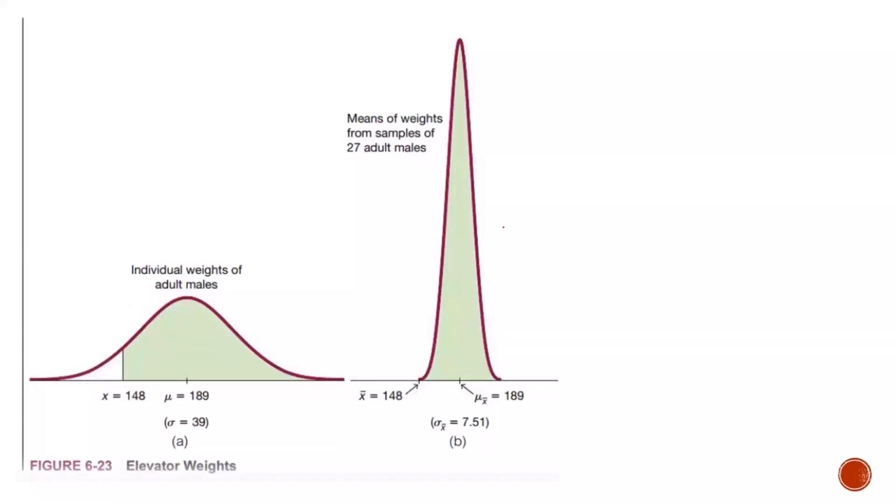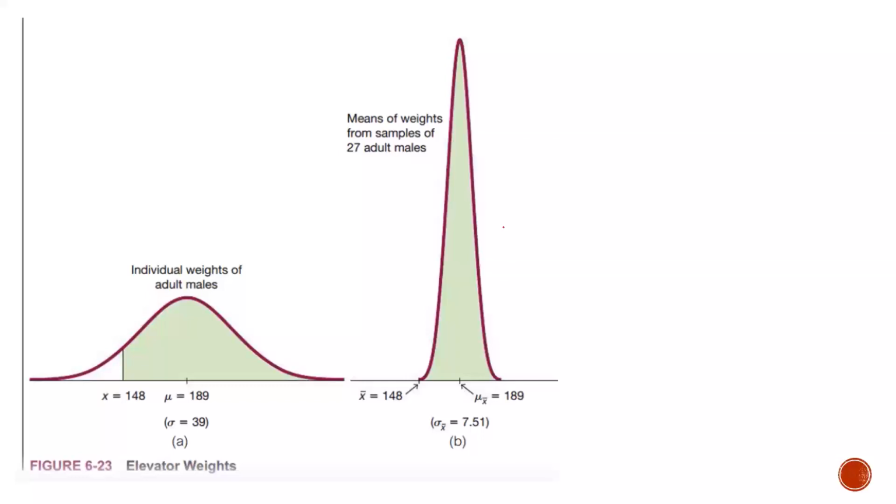This is the individual distribution. Ignore what part of the graph is shaded for now. If I took the individual weight of adult males, that might have a mean of roughly 180 to 190 pounds, but it will be bell-shaped. Some people will weigh a lot more, some will weigh a lot less.